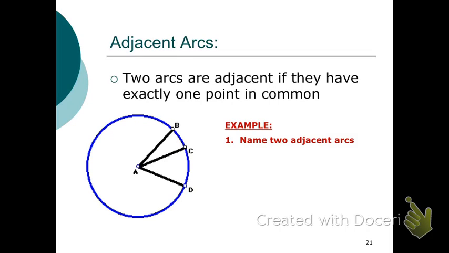Adjacent arcs. 2 arcs are adjacent if they share exactly 1 point in common. In this case, point C is shared by the 2 arcs. So name 2 adjacent arcs. What do you think, Andy? Arc BC, arc CD. Good. And so we would draw it this way: arc BC and arc CD with a little arc over the top. That's how we would indicate those 2 arcs.